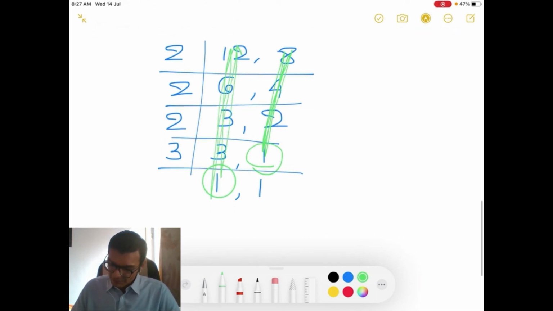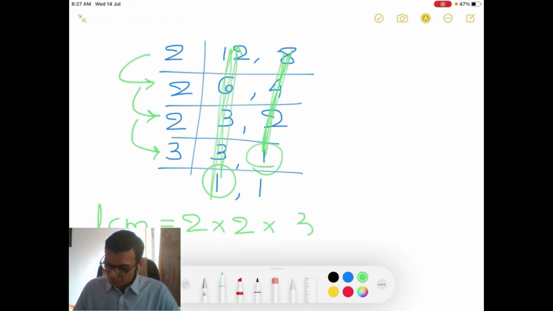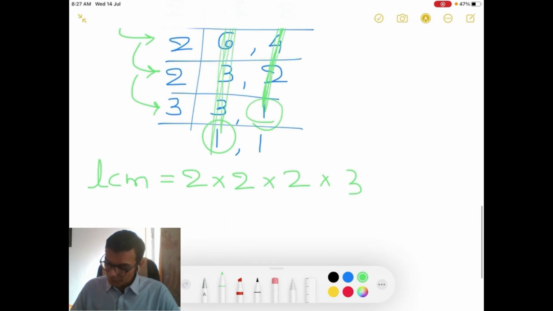So to find the LCM, you just simply multiply all these numbers and you will get your answer. So LCM is 2 into 2 into 2 into 3. 2 into 2 is 4, 4 twos are 8, 8 threes are 24. Easy. So you can use any of the methods that you are comfortable with.